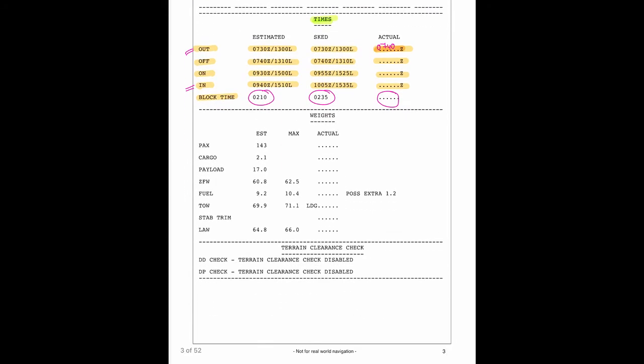Now the passengers, the wait list which I was saying earlier. Passengers we have 143, maximum we can have 180, depending on the variant. Some variants can have 186 passengers also. Cargo weight we have 2.1 tons, payload 17 tons, zero fuel weight is 60 tons, and maximum we can have 62.5 tons. Fuel we are carrying 9.2 tons, and maximum we can carry 10.4 tons. Takeoff weight will be 69.9 tons, and our maximum takeoff weight is 71.1 tons estimated.